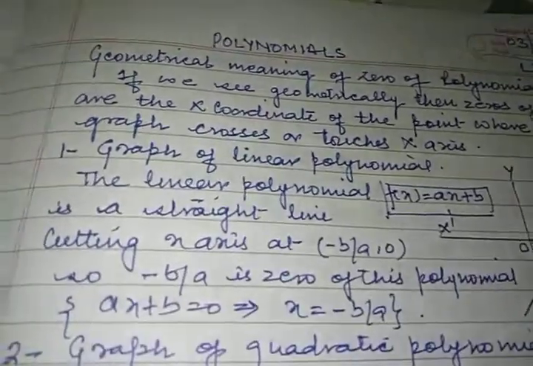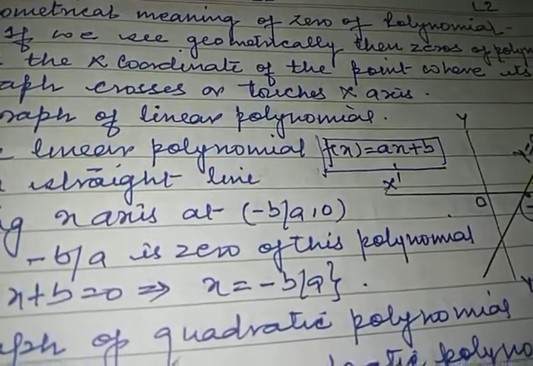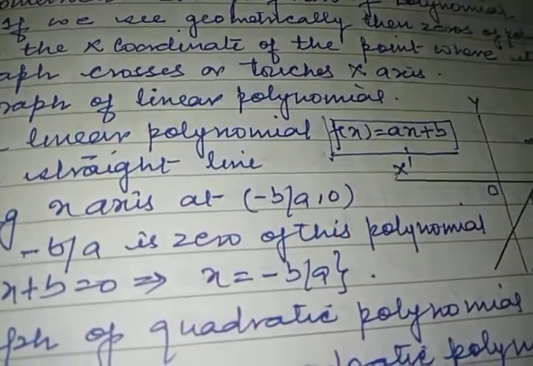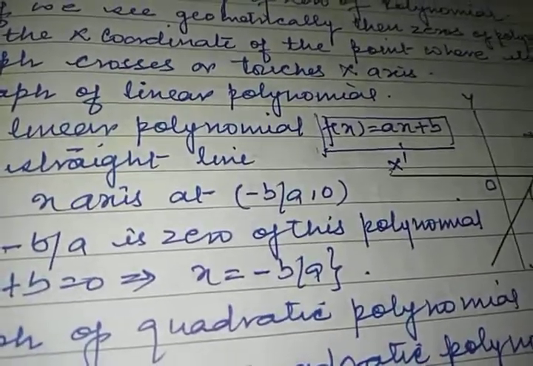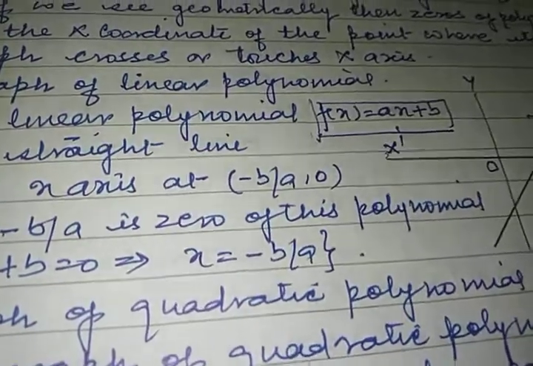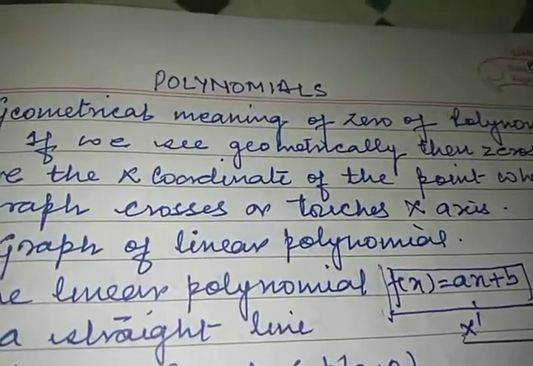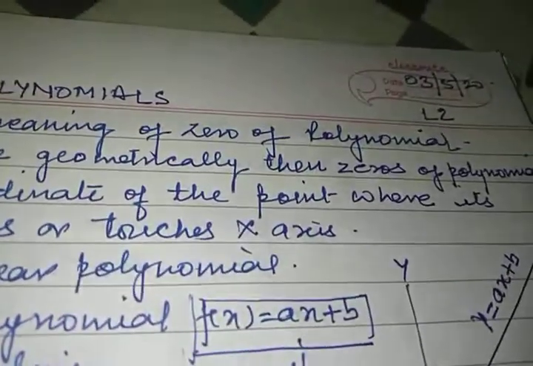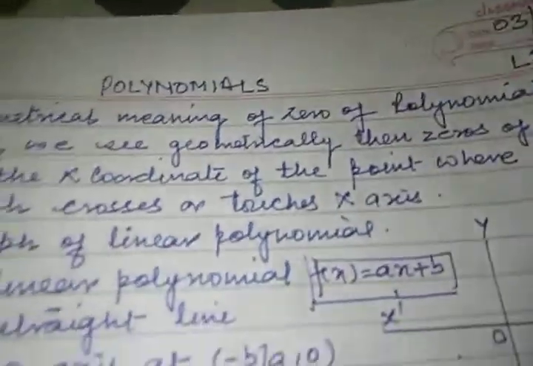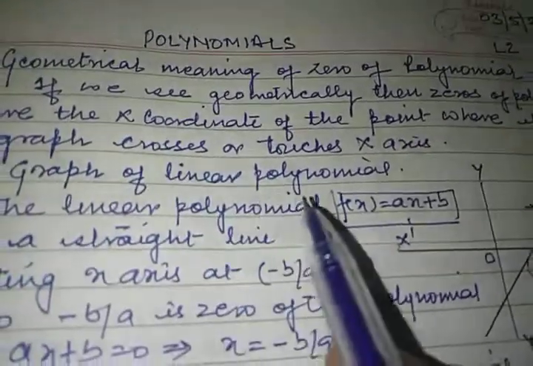Means if the graph is given to you, and you are asked a question, tell the zero of the polynomial, so how will you tell? By solving you can do it, but if the graph is given, then how will you do it? So this is the concept of the geometrical meaning of the zero of the polynomial. Okay, so first we'll consider the graph of a linear polynomial.